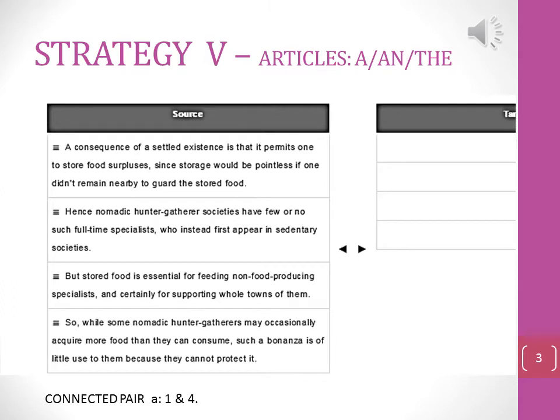The next strategy is that of articles a, an, and the. Very simply put, a and an are known as the indefinite articles because they are used with indefinite objects or items. That means that a and an generally introduce something. For example, I have a book. That can refer to any book. It is unspecified, and it is something that has been introduced into the conversation for the first time.